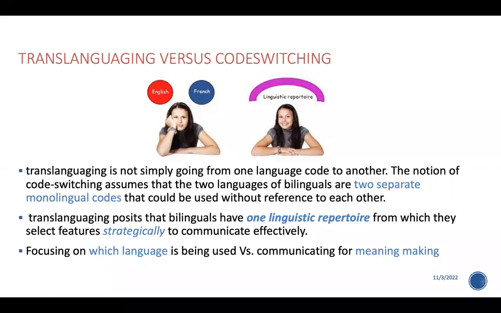So translanguaging is not simply going from one language code to another. It's not a matter of codes as much as looking at this rich linguistic repertoire and how students are making use of it to make meaning. So focusing on which language is being used is not really the norm. It's more about communicating for meaning making.